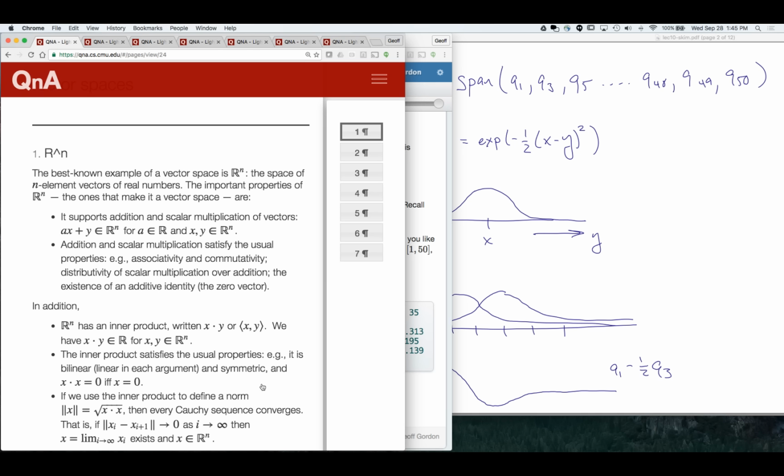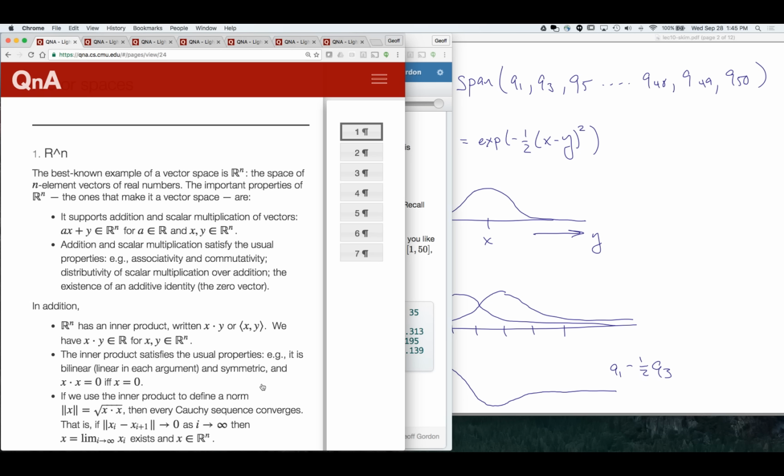The same thing for inner product spaces, right? So Rn has an inner product on it. That inner product, the one on Rn, is called the dot product. So specifically, the dot product is the one that we're familiar with, where the dot product between two vectors is the sum of the products of their corresponding elements. There are many different inner products, right?